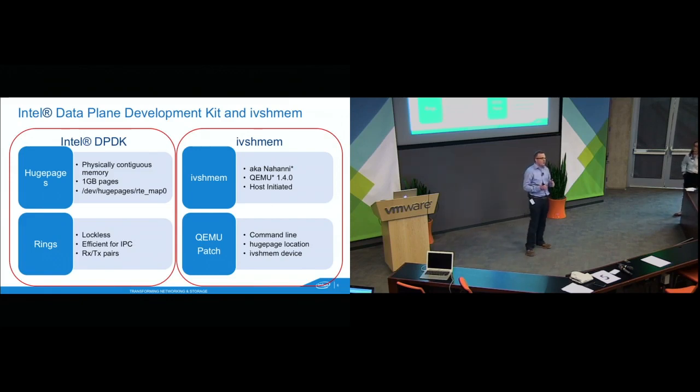So obviously, DPDK uses huge pages and not POSIX shared memory. So we have to make a patch for QEMU in order to open the huge page and allow that sharing into the guest. So that patch is available from 01.org or can be found through there. Okay, so let's see how it works.